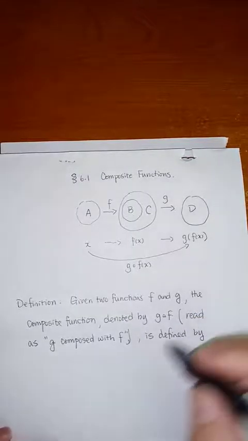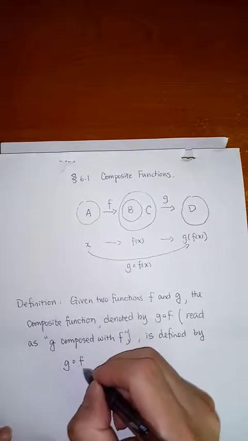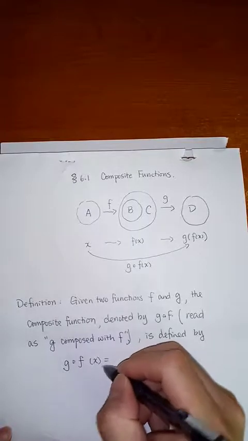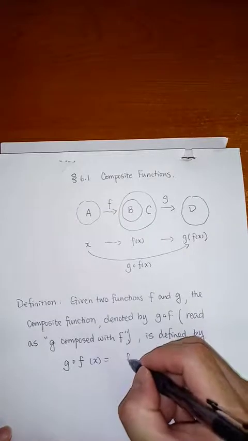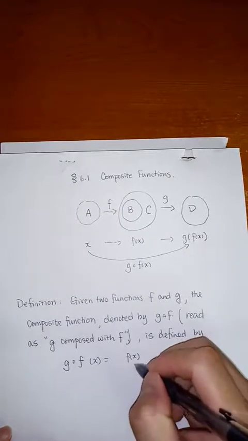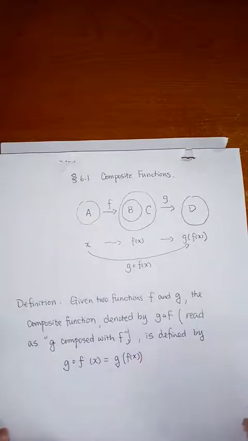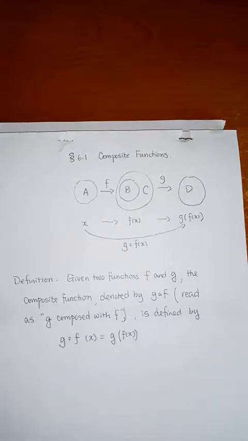by the following. G composed with f, this is a composite function, evaluated at x. By the definition, you first apply f to this x, you get a result, and then you apply g to this result. It is g of f of x. Okay, so this is the definition of the composite function.